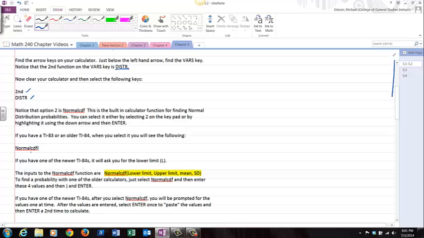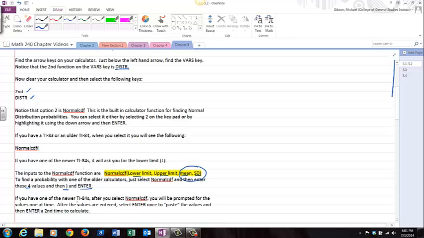On the screen it says normal CDF open parenthesis. If you have one of the newer TI-84s, it will actually prompt you and ask you for the lower limit, L. Okay, the inputs, I'll get back to what that means in a minute. The inputs to the normal CDF function are lower limit, upper limit, mean, standard deviation. Sometimes you don't need the last two. We'll get to that. To find a probability with one of the older calculators, just select normal CDF and then enter these 4 values and then close parenthesis, enter.